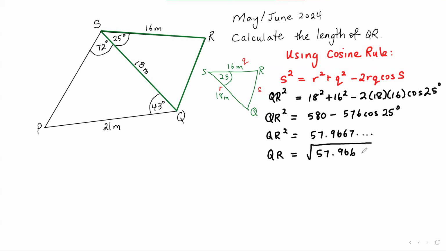I didn't erase it from my calculator. I left it on the screen and then I just pressed square root to get that QR is equal to 7.61 to 2 decimal places. So 7.61 meters to 2 decimal places. And that's your full 3 marks there.